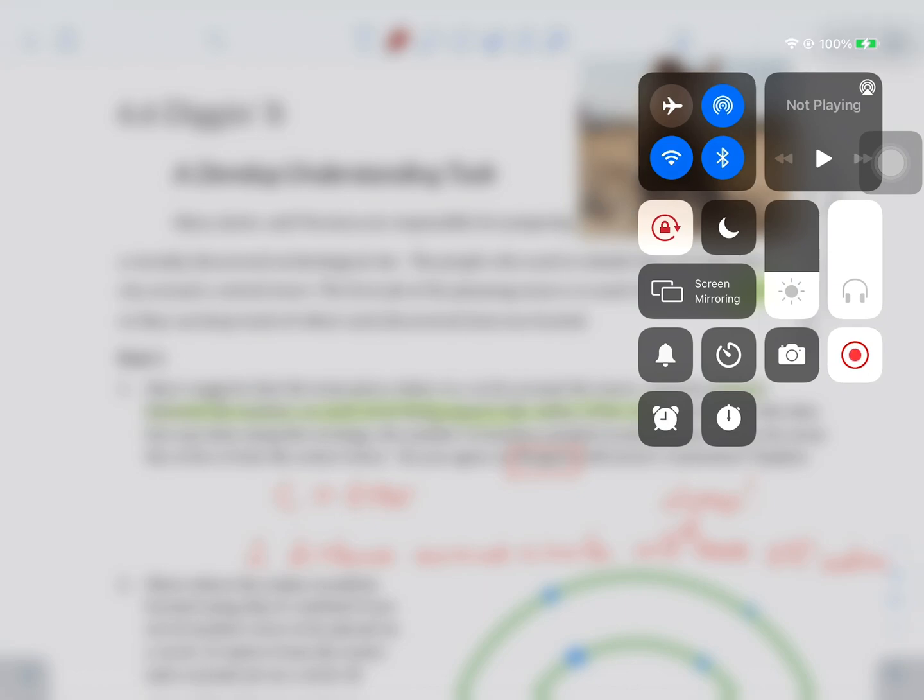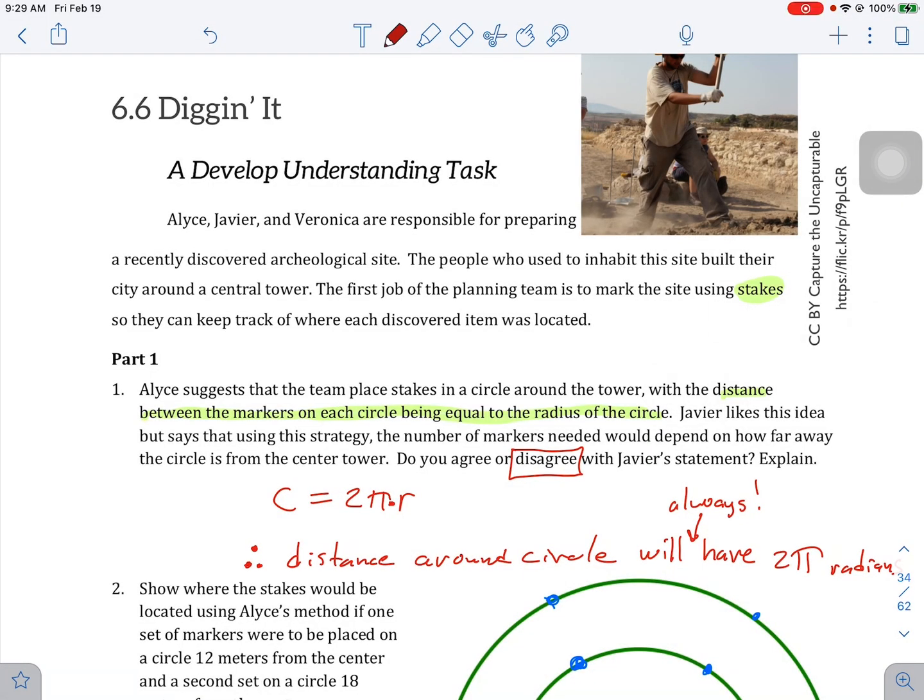Welcome. This is task 6.6 called Digging It. The idea is placing stakes around a circle, and you've got one suggestion that the distance between the markers of each circle be equal to the radius. This is essentially 1 radian, putting them 1 radian apart.